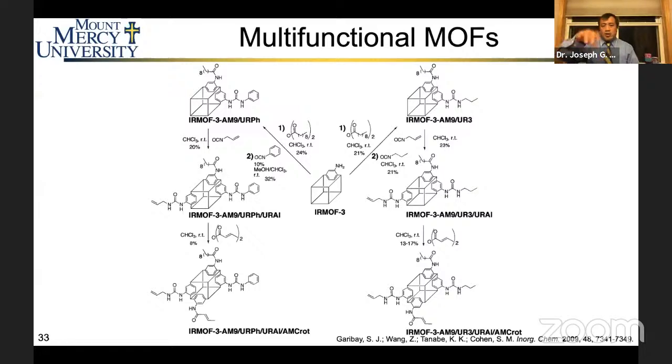Now, while I just showed you that we modified these with just one functional group, for catalysis and sometimes drug delivery, you want to have more than one functional group there. Dr. Garibay was able to show that we can modify and add up to four different functional groups by controlling that reaction.